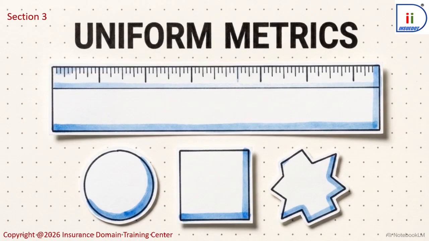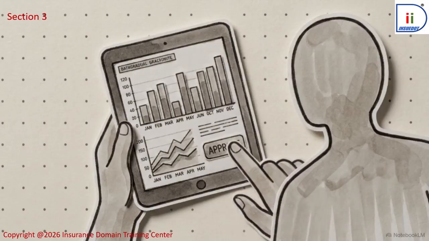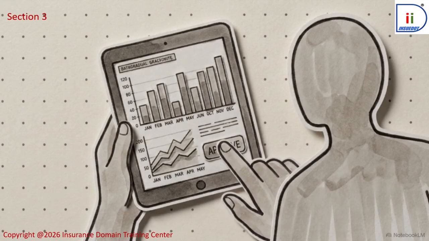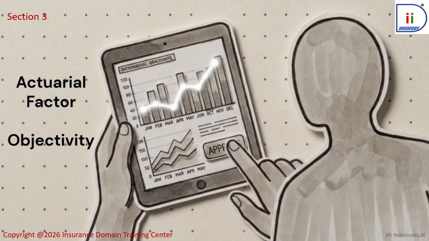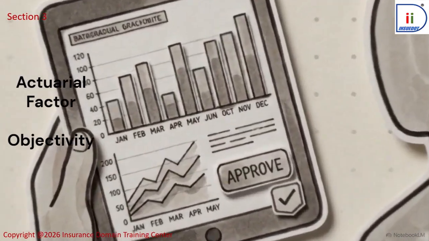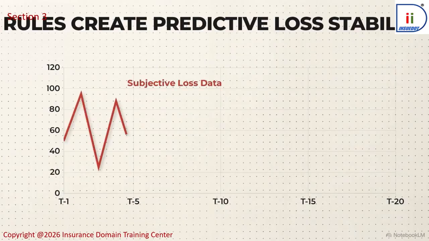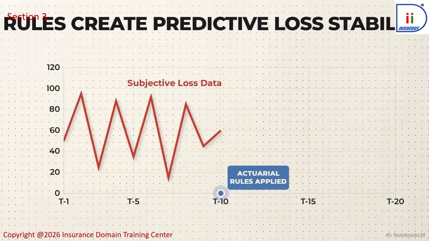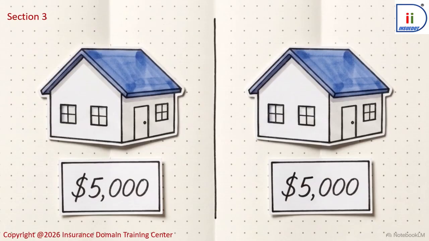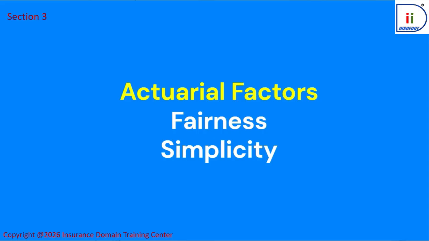This leads to another important requirement: objectivity. The classification criteria must be measurable using clear and widely accepted standards. This removes personal judgment and ensures that two different underwriters will classify the same risk in the same way. By using actuarially sound and objective criteria, insurers can predict losses more accurately. This also ensures fairness by making sure that similar risks pay similar premiums.